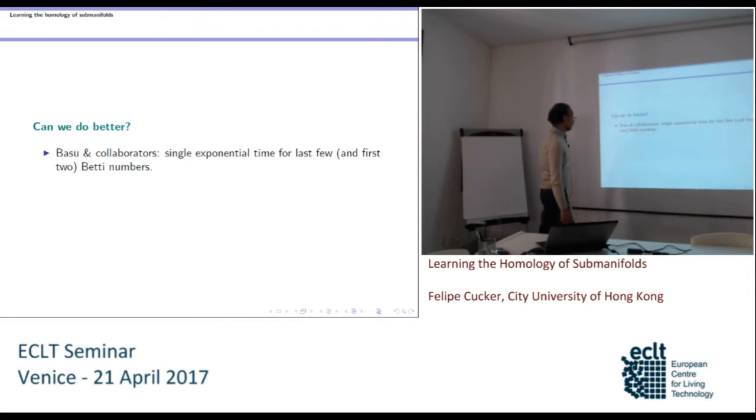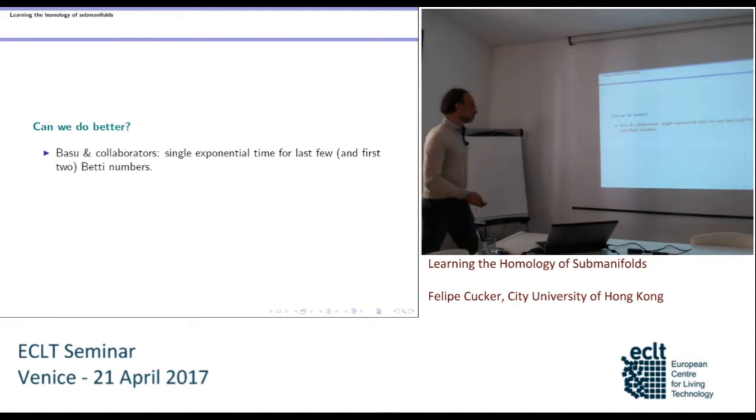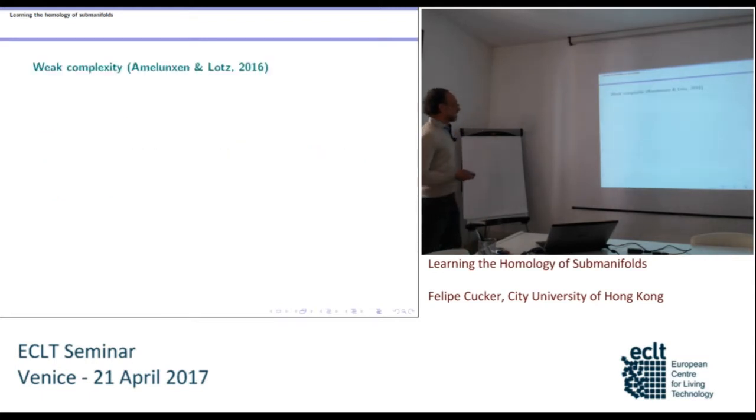What was known up to now: Saugata Basu and some collaborators gave a single exponential time for the last few and the first 2 Betti numbers. But in the middle, nothing. That's what is known. In 2016, these 2 guys, Dennis Amelunxen and Martin Lotz, introduced a notion called weak complexity.